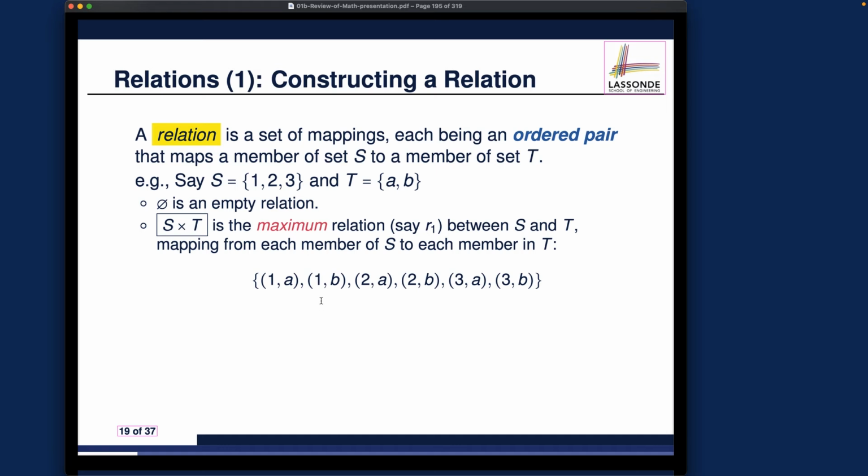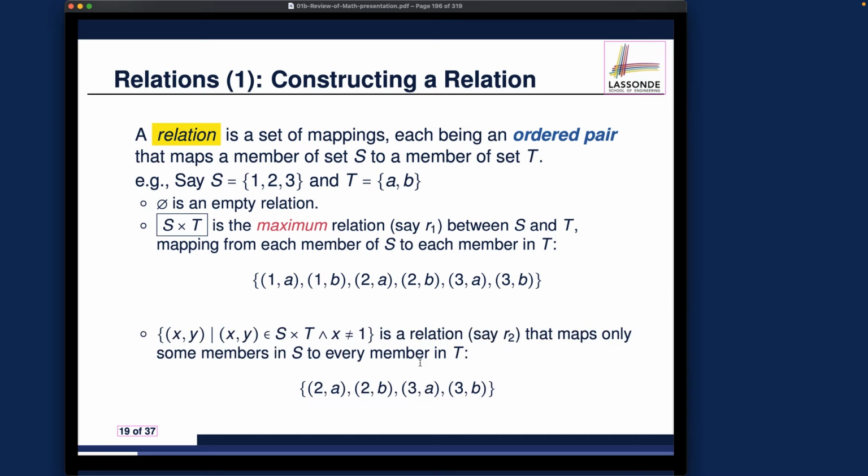If you try to look at that more closely, let me say it again. Either the first element is 1, or the first element is 2, or the first element is 3. In the case where the first element is 1, the second element can either be A or B, right? When the first element is 2, the second element can either be A or B, right? You can see the general pattern, a very sensible pattern, in constructing the maximum relation being the cross product, right? And then this is just another example relation over here, okay?